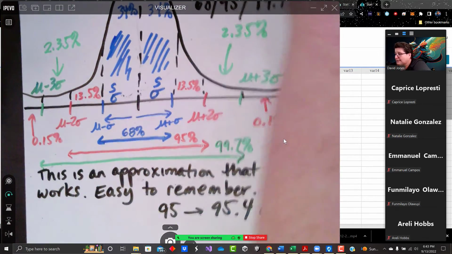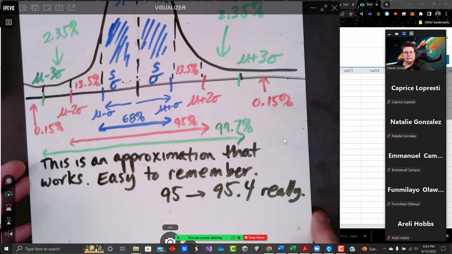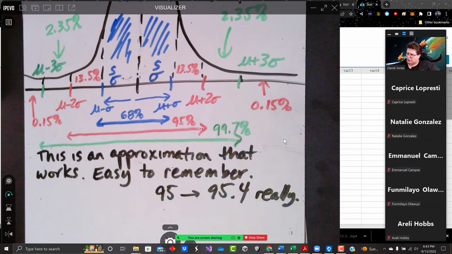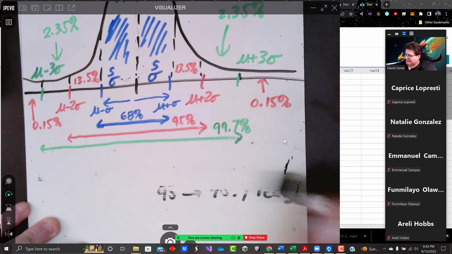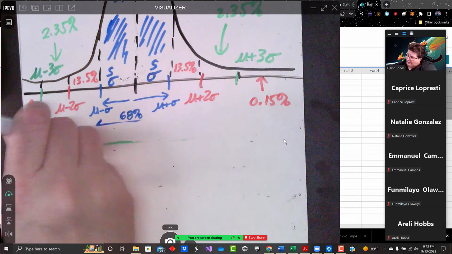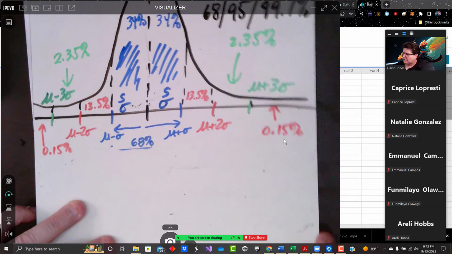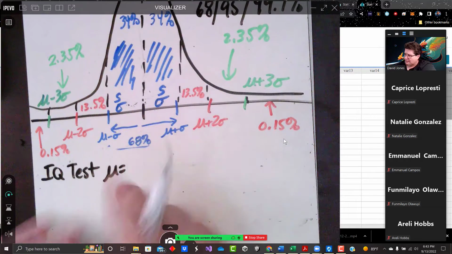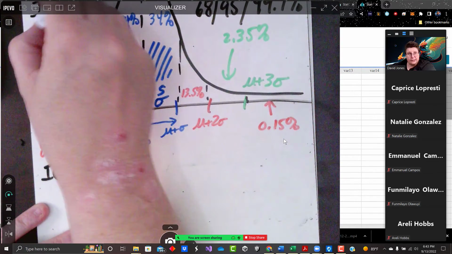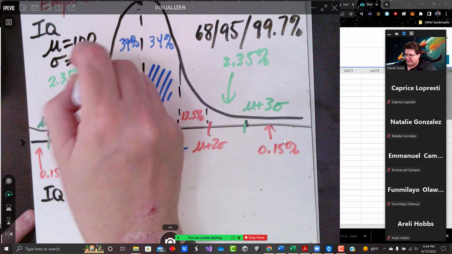Ooh, about to lose my graph. There we go. So it's an approximation. Exact results we get when we do it in the computer, you'll see. I want to give you some examples that are known when we do IQ. The IQ test has a mean of 100. Let me do this up top. IQ is mean of 100, standard deviation of 15.